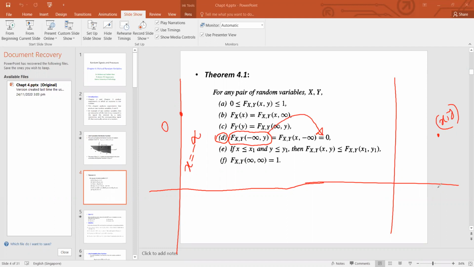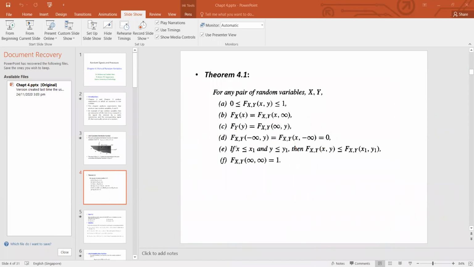Also, if you go in the y direction, y equals to minus infinity, like this line, and I go beyond y, there is no probability. So if y equals to minus infinity as well, the joint CDF value will be equal to 0. This one also. Do you agree? Yes, sir. Okay, that was the D case.